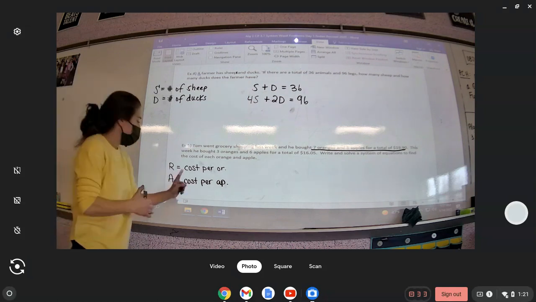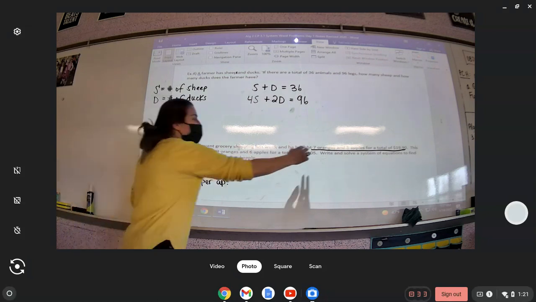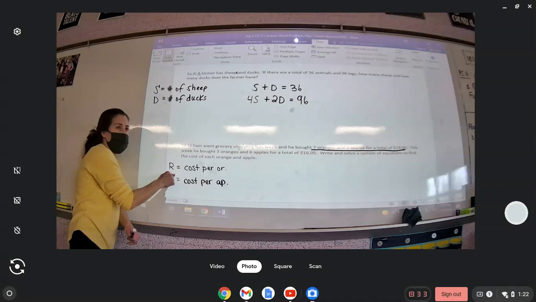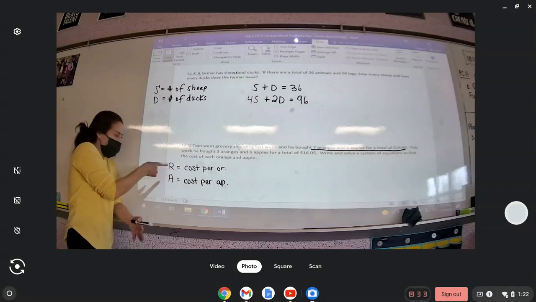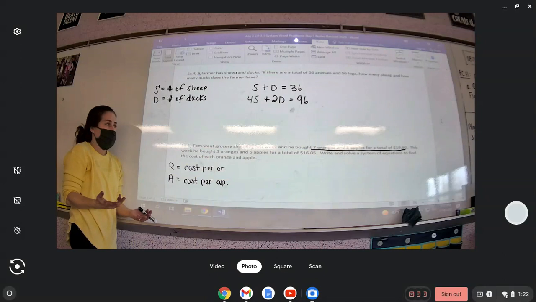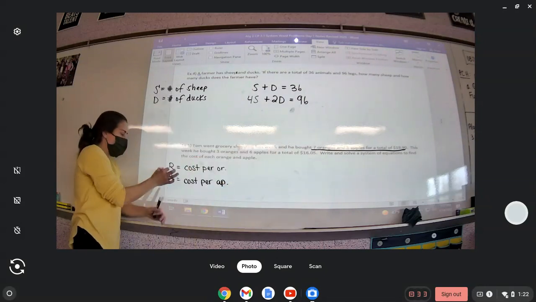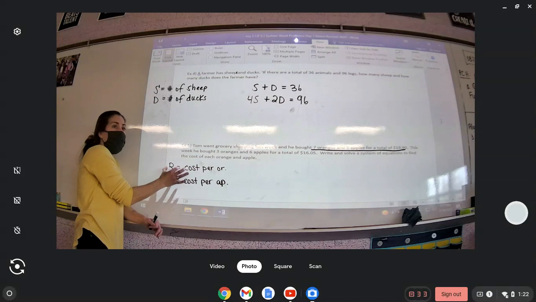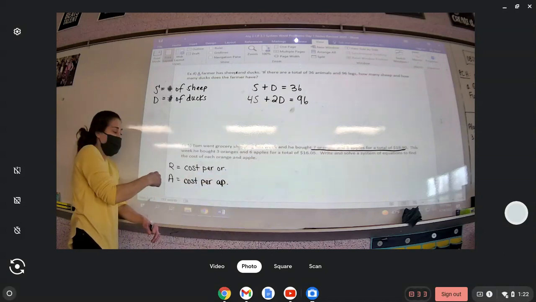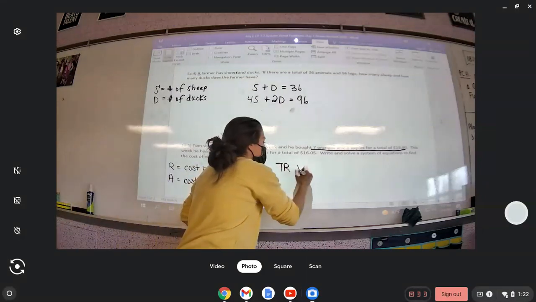Hold on, let's go back. This is the cost per orange. This is the cost per apple. He bought 7 oranges at this much per orange. So if the cost was $1 and he bought 7 oranges, how much money did he spend? 7 times 1, 7 times the cost. So if the cost is R per orange and he bought 7 of them, how much money did he spend? 7 times R, 7 times the cost, 7R.